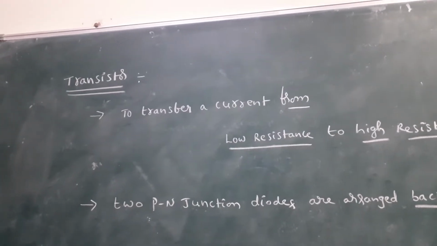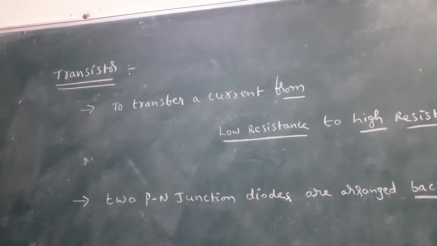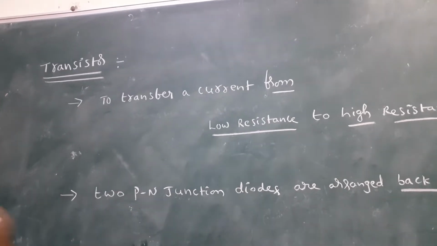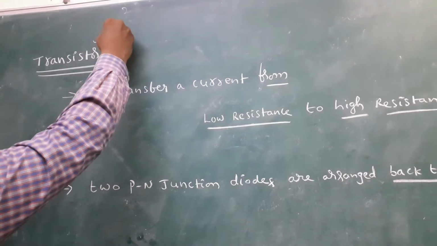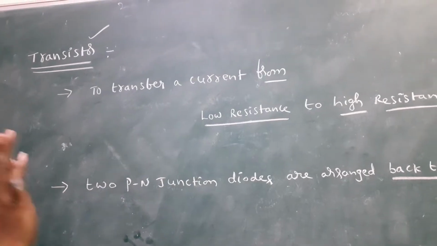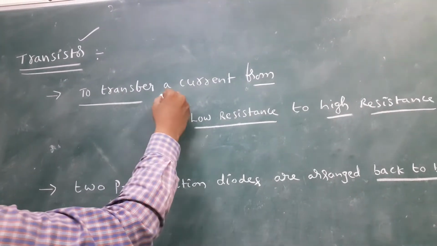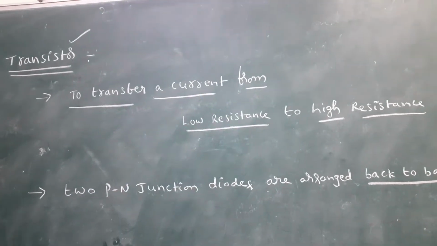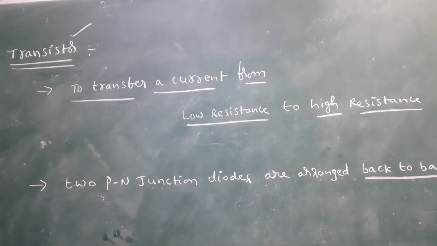Today's important topic is the transistor. What is the meaning of transistor? What is the use of transistor? A transistor is a device, an instrument. A transistor is an instrument to transfer a current from low resistance to high resistance.